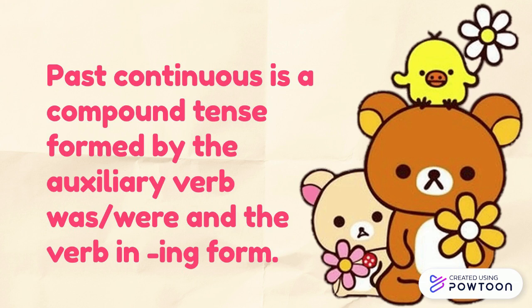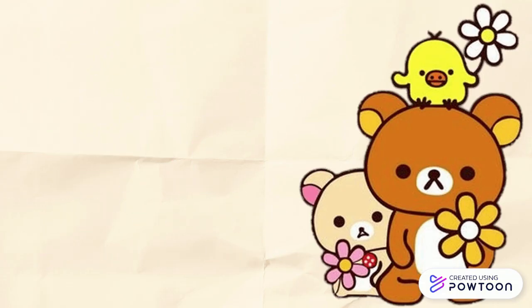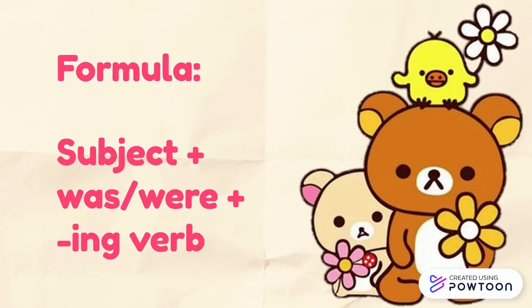Now that we know when to use it, let's learn how to form it. The past continuous is a compound tense. We use the auxiliary verb was or were, followed by the main verb in its ing form. So the formula is very simple: the subject plus was or were plus the verb in ing form. Once you remember this formula, building sentences becomes much easier.